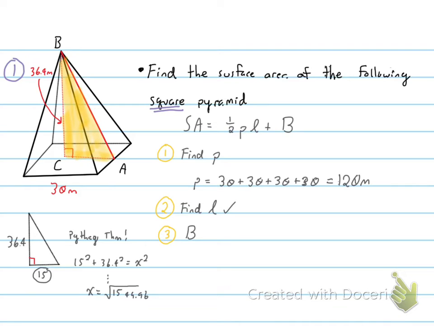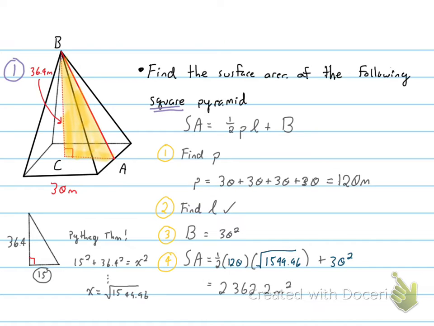Finally, the area of our base is going to be 30 times 30 because it's a square, area of a square, base times height. So putting that all together, I have 1/2 times 120 times that slant height, plus 30 squared. Put that all in the calculator, and I get 2,362.2 meters squared.